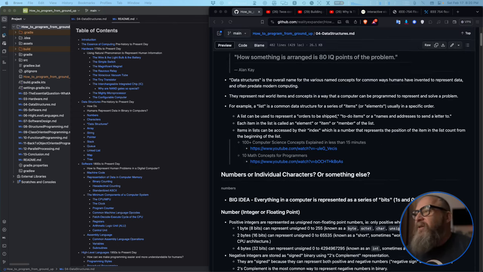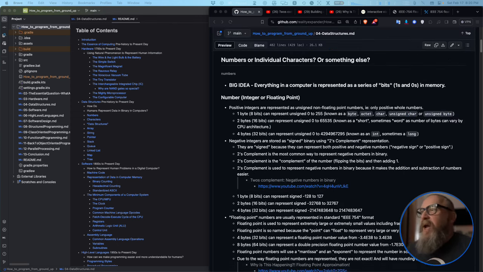Okay, so we're continuing on. We are in the section called data structures, and we're just talking about things that are representing other things, human things, because all we've got is these digits, these ones and zeros. That's all we've got, on and off, on and off. But we can do clever stuff with it.